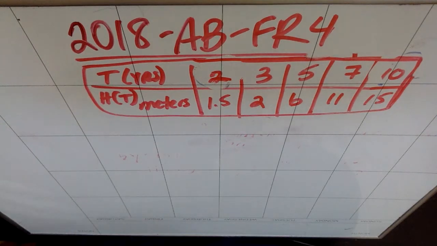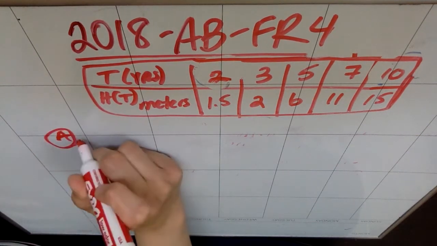So the actual write-up for this problem says the height of a tree at time t is given by the twice differentiable function, just meaning we can derive the function twice, h, where h of t is measured in meters and t is measured in years. Selected values for h of t are in the table. Use the data in the table to estimate h prime of 6. Using the correct units, interpret the meaning of h prime of 6 in the context of this problem.